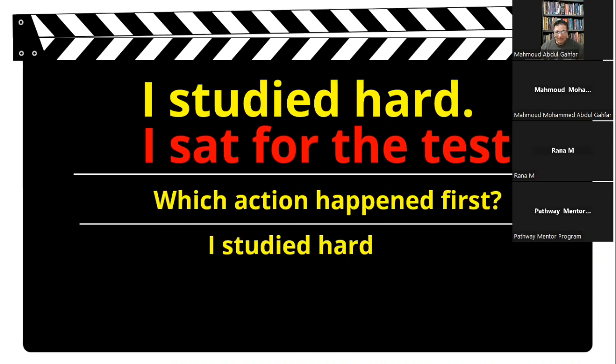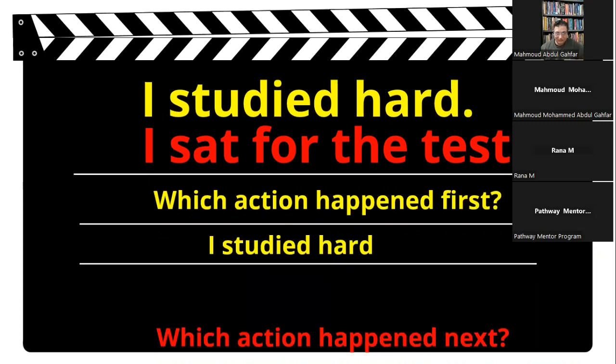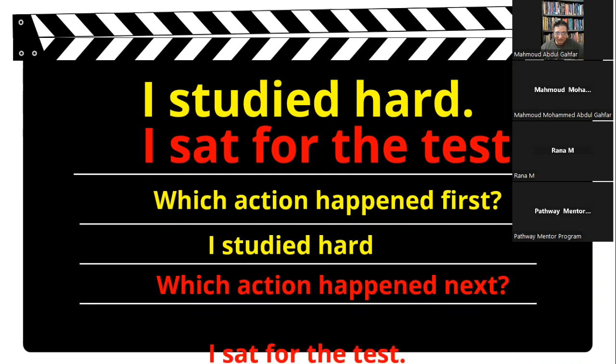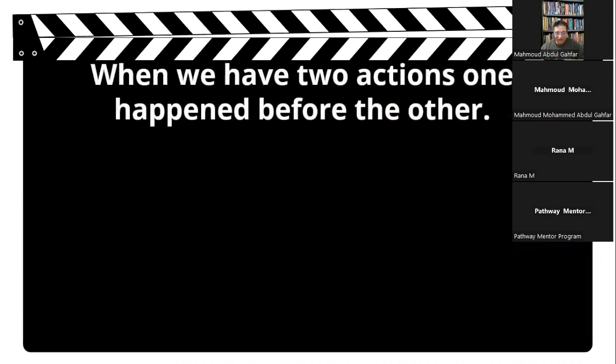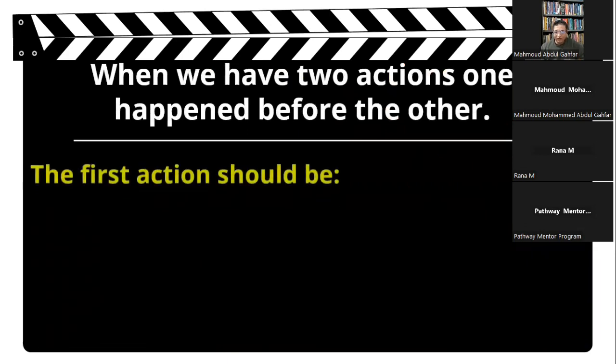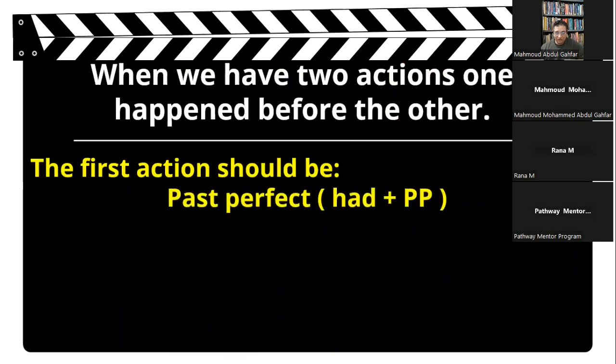And if I ask you which action happened next, sure, you will say I sat for the test is the second action. So we have 2 actions: I studied hard, and then I sat for the test. One happened first and the second came after that. When we have 2 actions, one happened before the other, the first action should be in the past perfect, which is had plus the past participle of the verb.